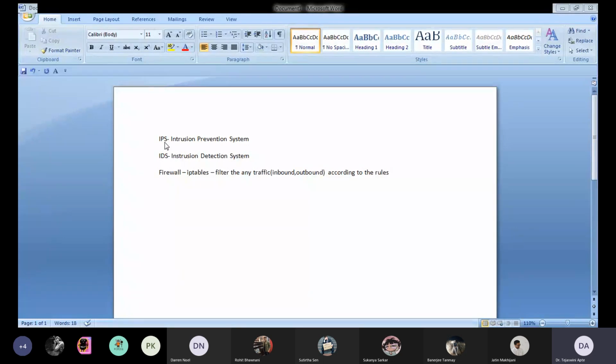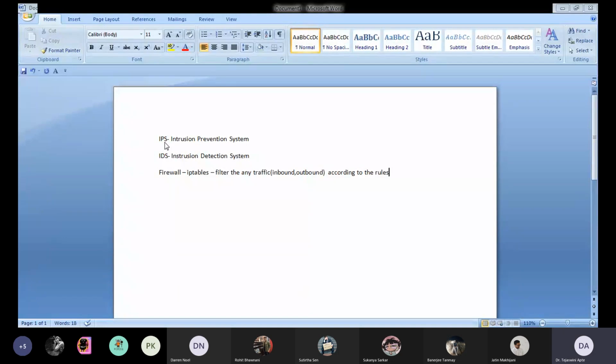So the firewall is going to work based on some rules, right? And this is nothing but a device which is being configured to accept or reject any of the rules.